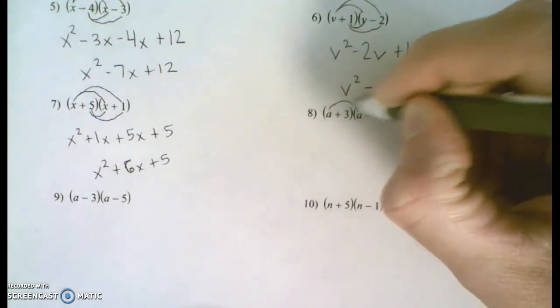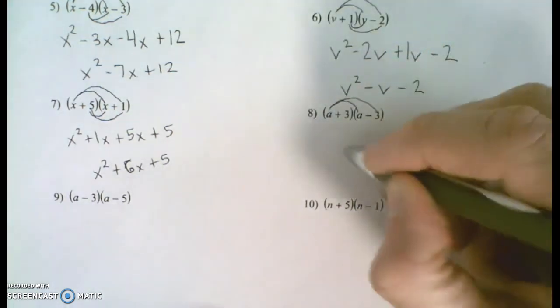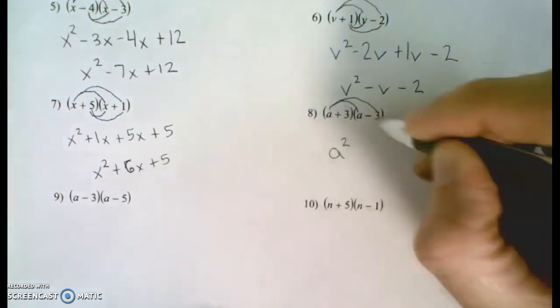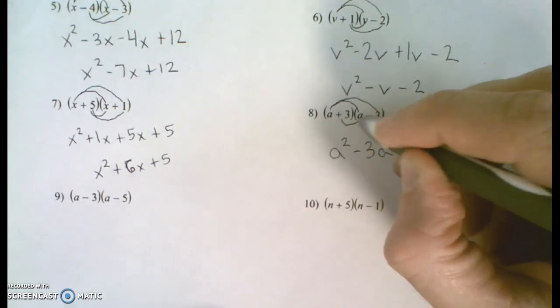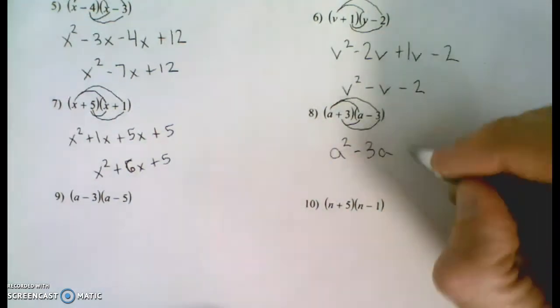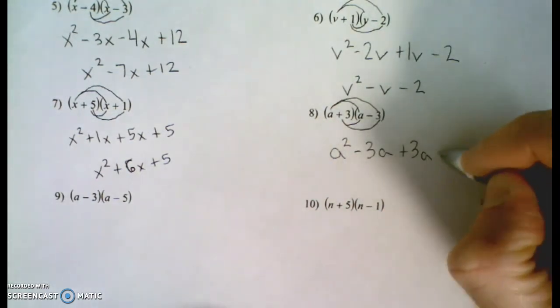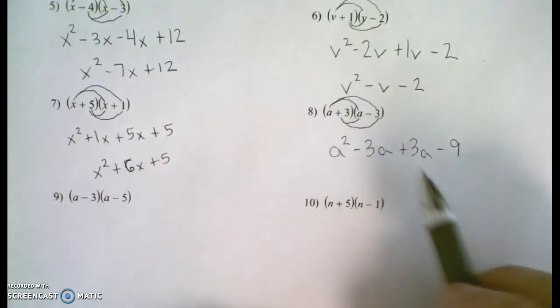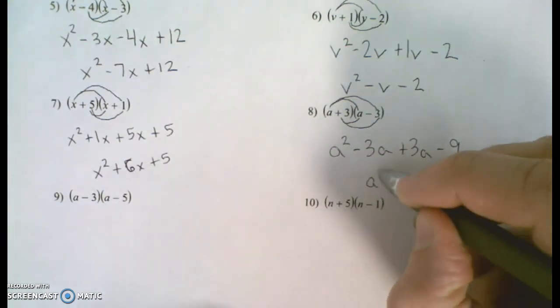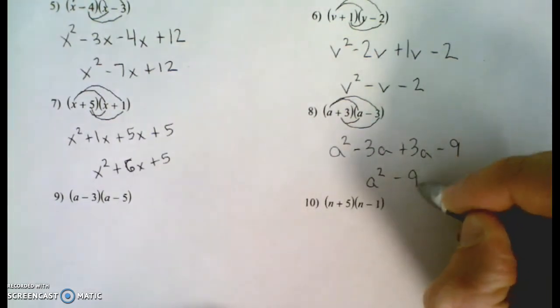Last set of problems. a times a is a squared. a times negative 3 is negative 3a. Now I'm going to multiply the 3 by both things. I'm going to get positive 3a minus 9. So in this problem, the a's are going to cancel in the middle, and I get a squared minus 9.